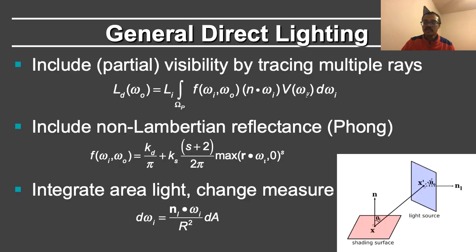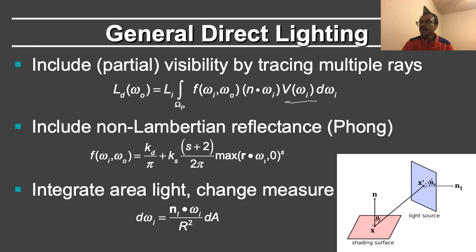The first thing you notice is that we have put in this visibility term. Therefore, what we will do is shoot a number of rays to the area light and effectively average the visibility. We are multiplying by the BRDF, the surface normal, cosine term, and the visibility term.